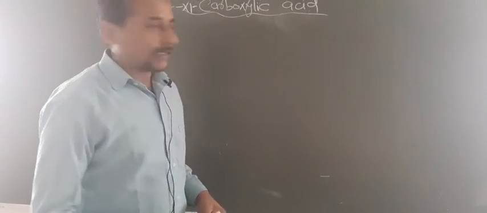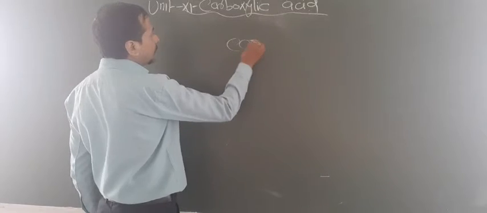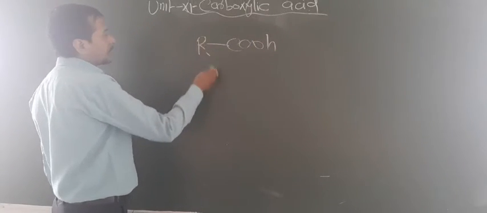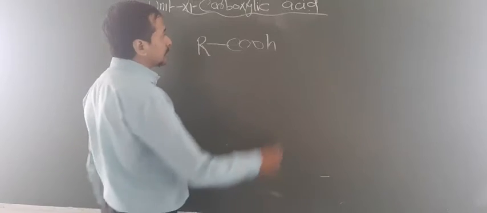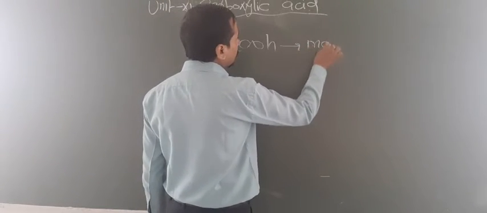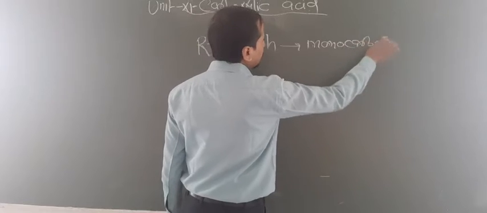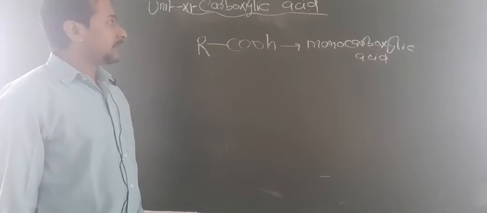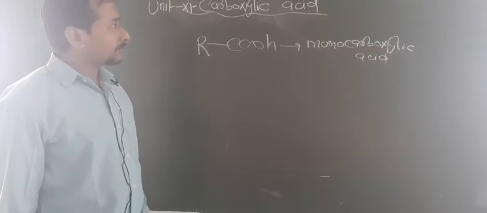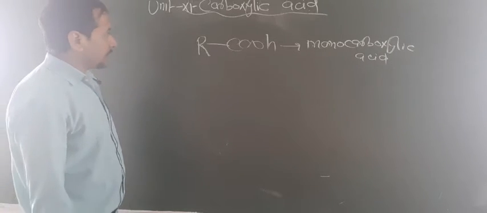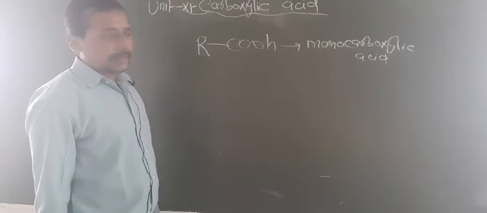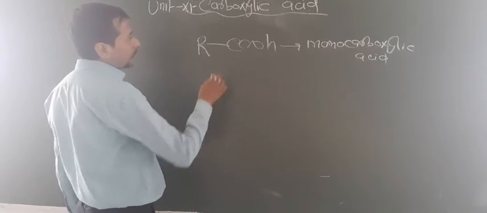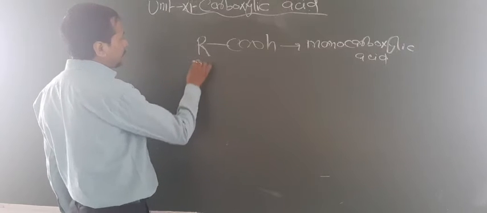Carboxylic acids can also be classified on the basis of the number of COOH groups present. Look here, when one COOH group is present, this is known as monocarboxylic acid. Are you getting this point? Just like the classification of alcohols, haloalkanes and haloarenes, it may be mono, di, tri and poly. Here also, one COOH group present is known as monocarboxylic acid.